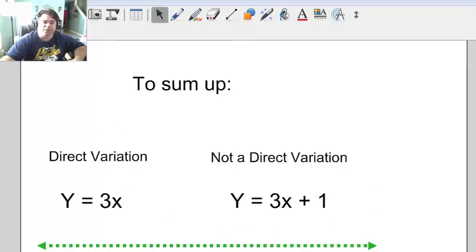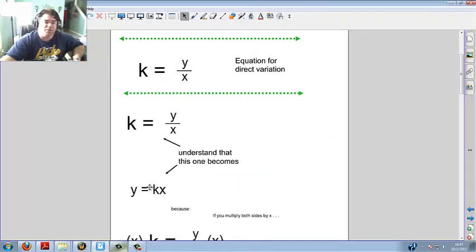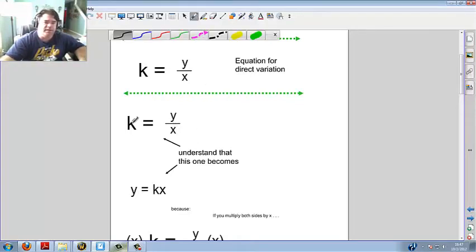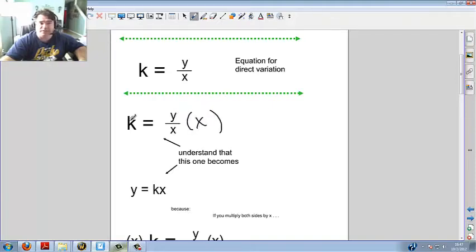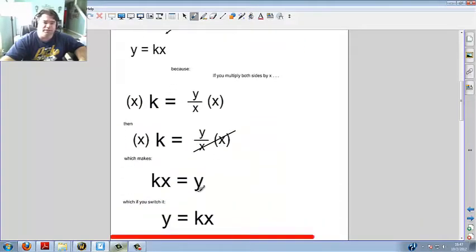K, and when you have direct variation, you just take y divided by x. Understand that also y equals k over x. Now why is that? Because if you have this here, to get y by itself, instead of divide by x, you times by x. Times x to one side, times x to the other. So you could have y equals kx as well, as you can see here.